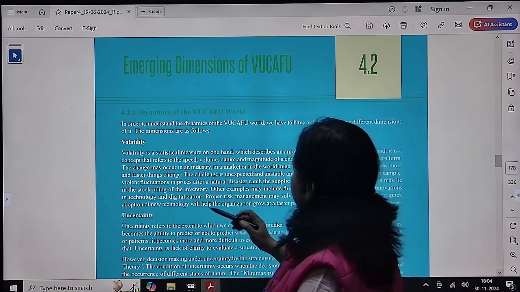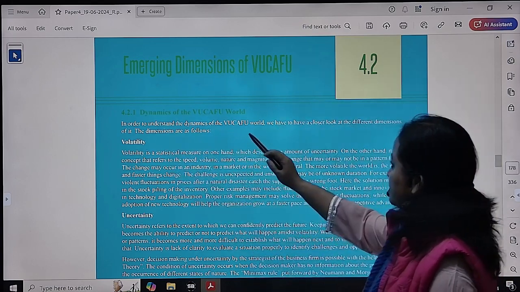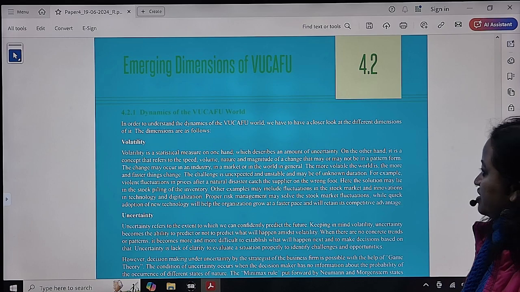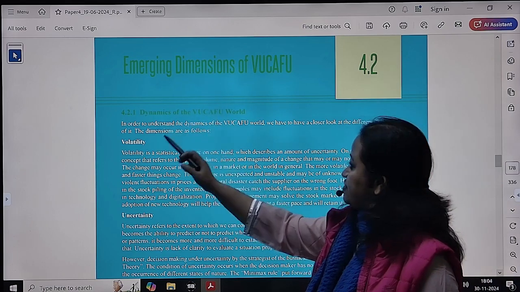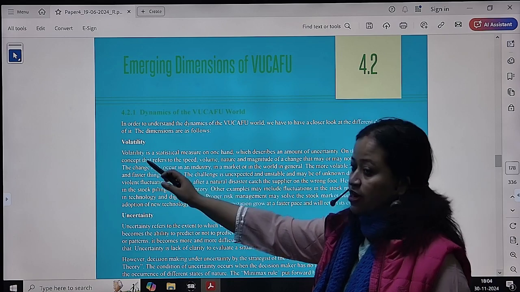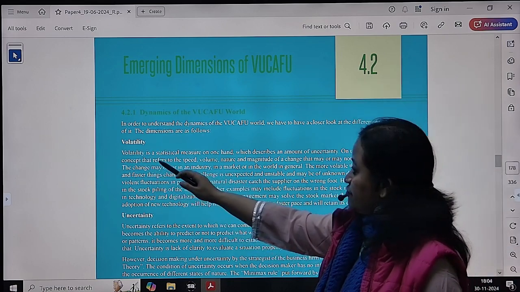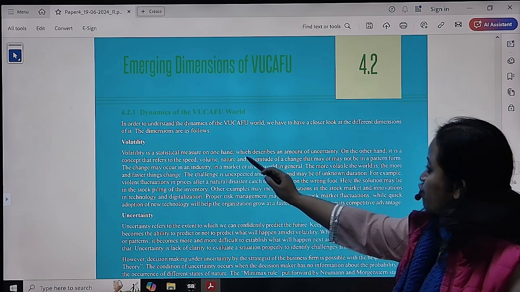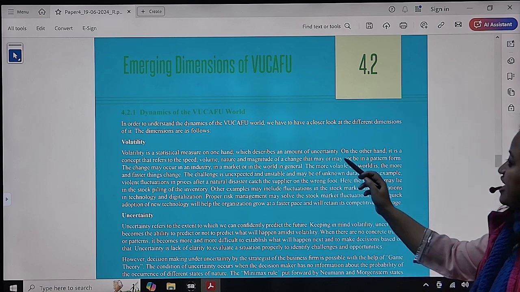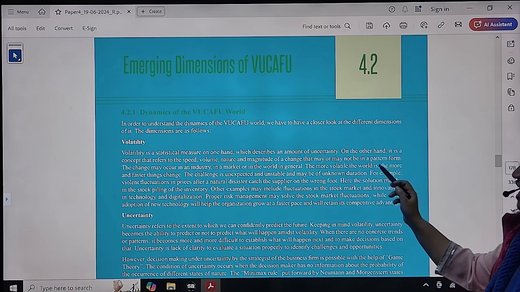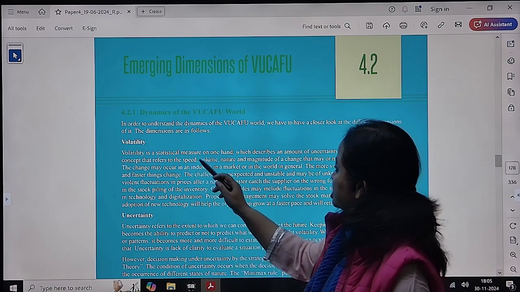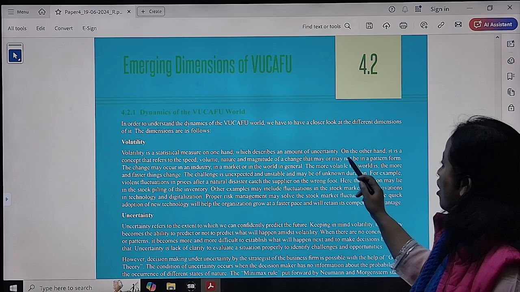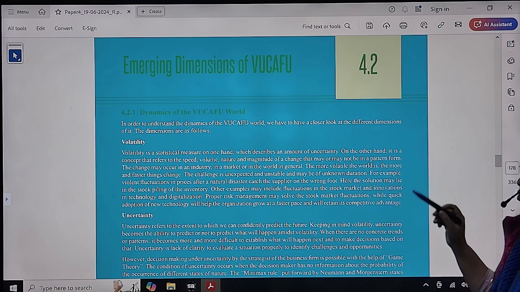In order to understand the dynamics of the VUCA-FU world, we have to have a closer look at the different dimensions of it. V stands for volatility. So what is volatility all about? Volatility is a statistical measure on one hand which describes an amount of uncertainty. On the other hand, it is a concept that refers to the speed, volume, nature and magnitude of a change that may or may not be in a pattern form.